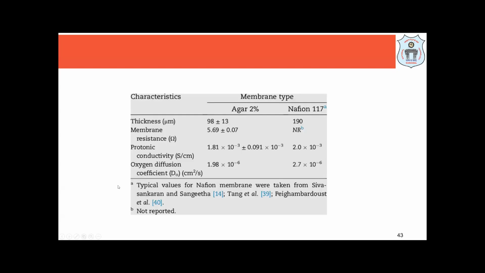Now coming to summarizing the properties of this membrane, because we have seen what is the basics only. So if you look at the naphthalene membranes, just forget about this other 2%. I have taken it from a literature report from Sivashankar and Sankita et al. Okay, so the commercial naphthalene membrane, if you subject it to a study, you will find that their thickness is around 190 micrometers, protonic conductivity is 2 into 10 power minus 3 S per centimeter, and oxygen diffusivity in centimeters square per second is 2.7 into 10 power minus 6.